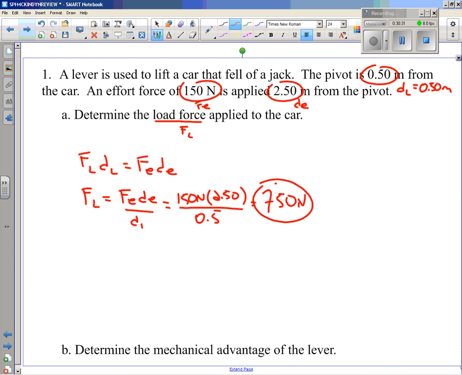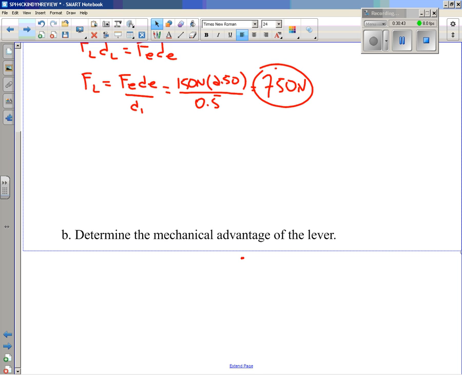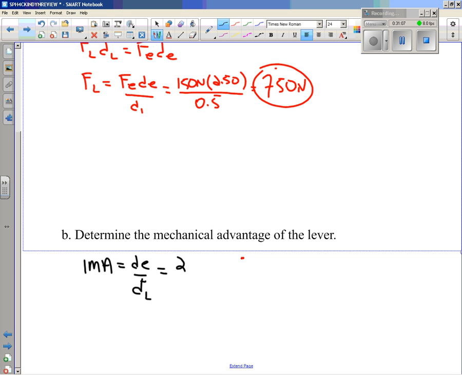Part B says determine the mechanical advantage of the lever. And that's a simple calculation. You can do it in two ways. There is a different formula for ideal mechanical advantage and actual mechanical advantage, but we can use whatever we want here. Since the question gave me the two distances, I'm going to use IMA, ideal mechanical advantage, which is equal to dE over dL, where the effort distance was 2.5 and the load distance was 0.5. And that ends up giving you a mechanical advantage of 5.